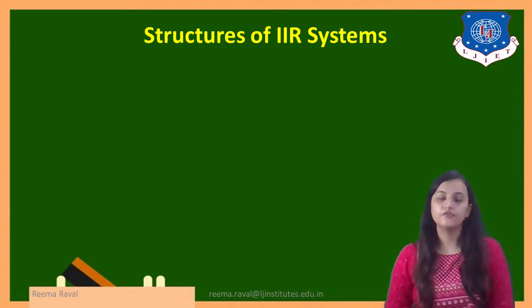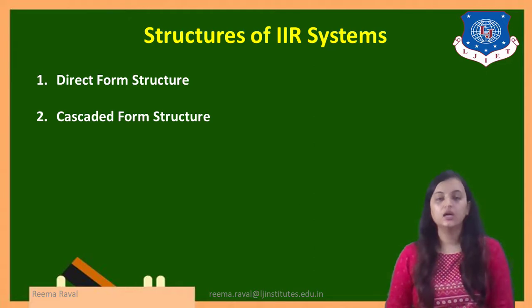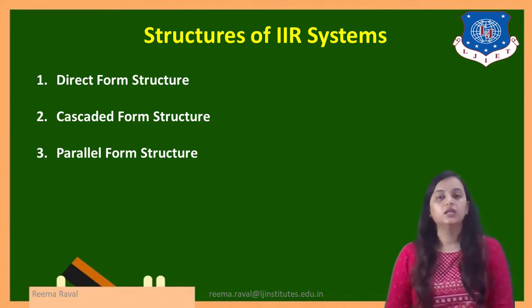Now, next, structures of IIR systems. There are basically 3 types of structures. The first one is direct form structure, the second one is cascaded form structure, in which we have a single structure, and the third one is parallel form structure, again with a single structure. That means a total of 3 types of structures are there for an IIR system. We will see examples for each of these structures and how to plot them in detail.